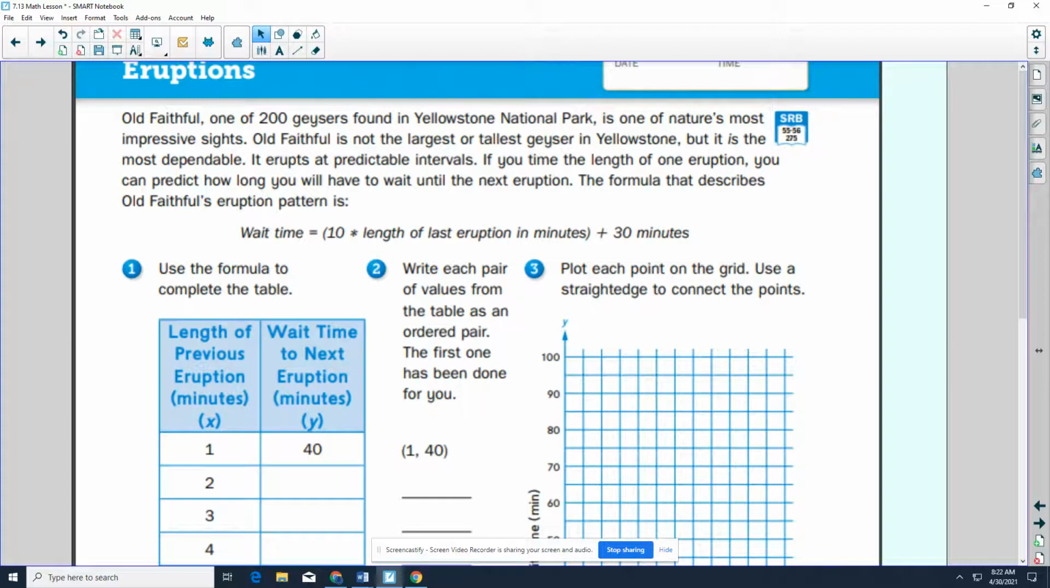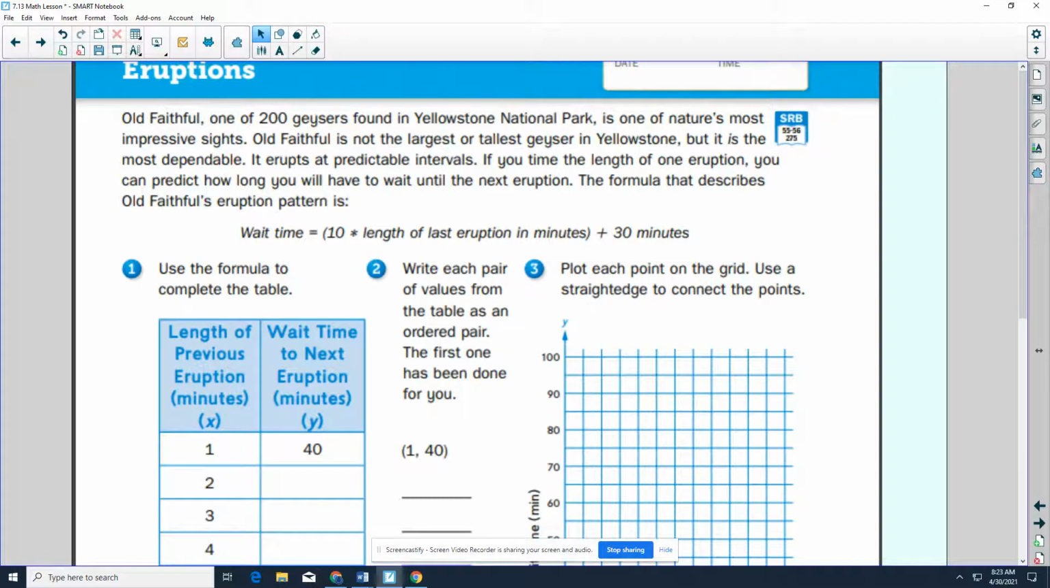It says Old Faithful, one of 200 geysers found in Yellowstone National Park, is one of the nature's most impressive sights. Old Faithful is not the largest or tallest geyser in Yellowstone, but it is the most dependable. It erupts at predictable intervals, okay, so kind of at the same time, and we're going to look at a rule for that. If you time the length of one eruption, you can predict how long you would have to wait for the next eruption. The formula that describes Old Faithful's eruption pattern is, and you can see here, the wait time equals 10 times the length of the last eruption in minutes plus 30 minutes. So we will use that information, that formula, to help us.